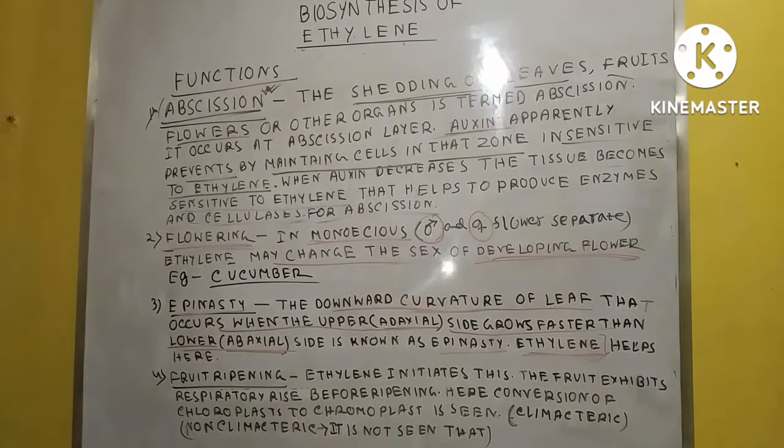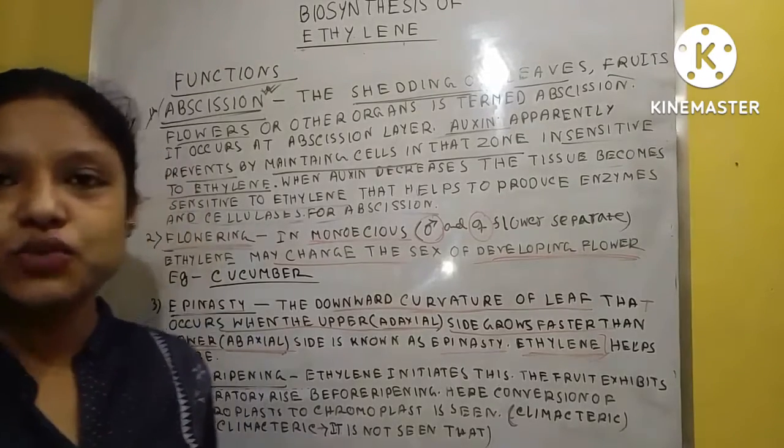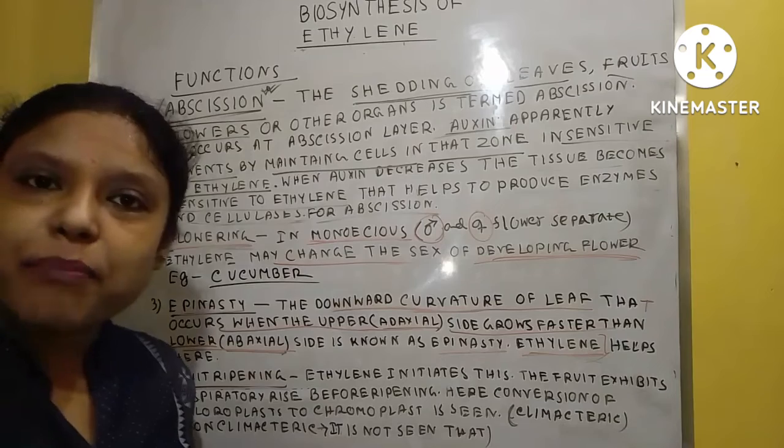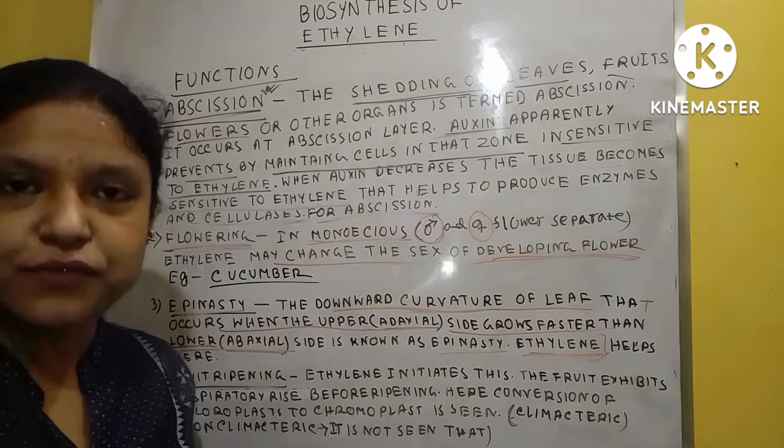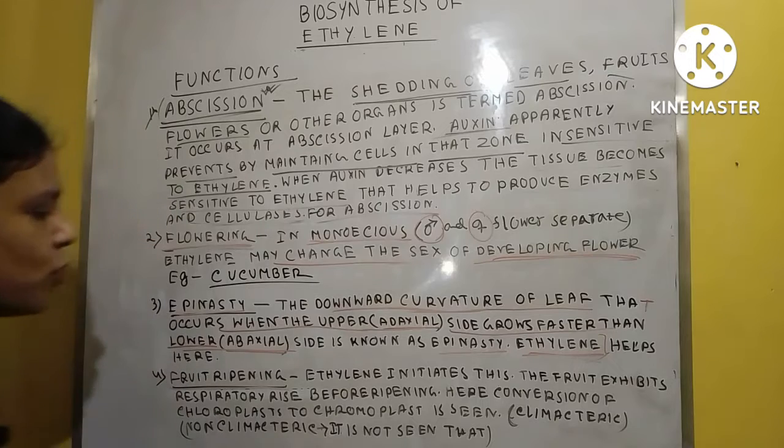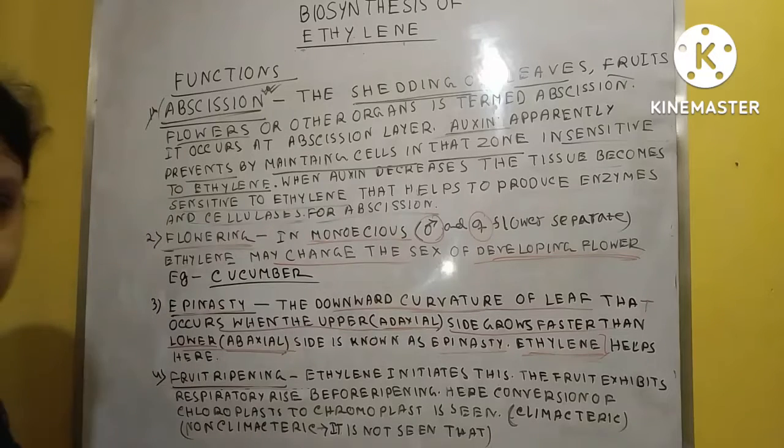The last one is fruit ripening. What is fruit ripening? Fruit ripening means the green fruit converts into ripe fruit. And what happens in that situation? The chloroplast pigment present in the green fruit converts into chromoplast. So the changes are seen in the ripe fruits.